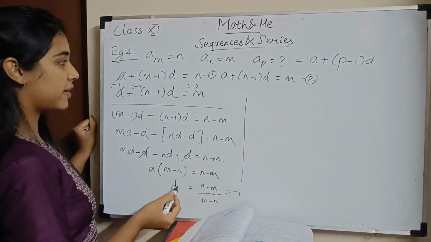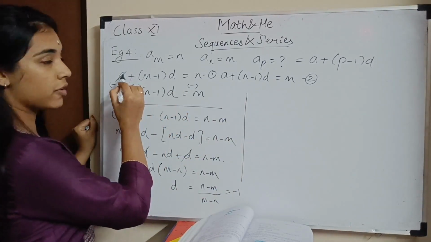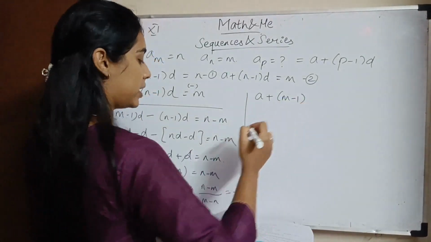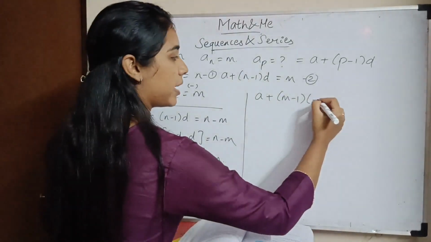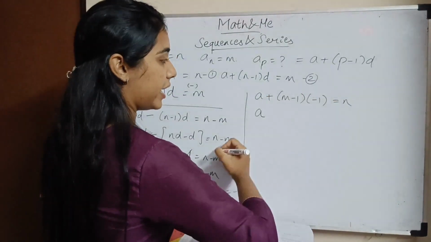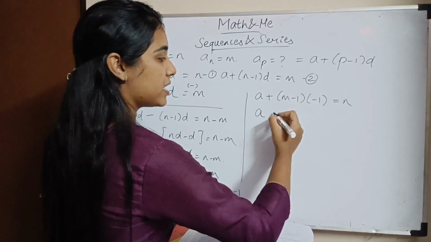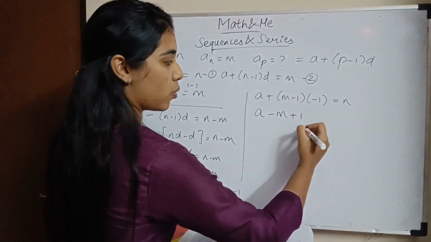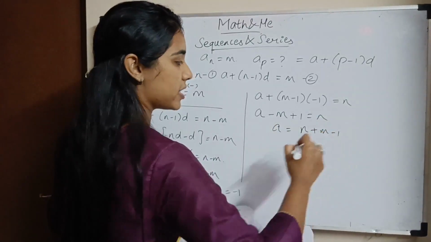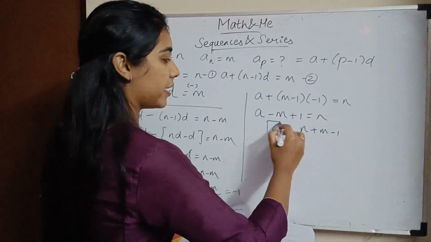Let me substitute the d value in one of the equations to obtain a. So what do I have? a plus (m minus 1) into d. What is my d? Minus 1, equals n. So when I open the bracket, what do I have? a minus m plus 1 equals n. So a equals n plus m minus 1. So this is the value of a.